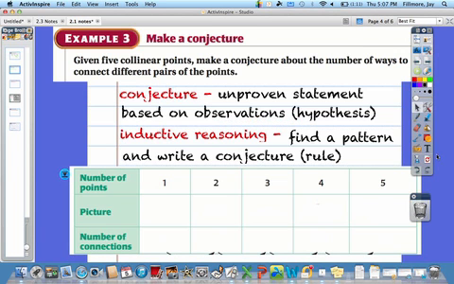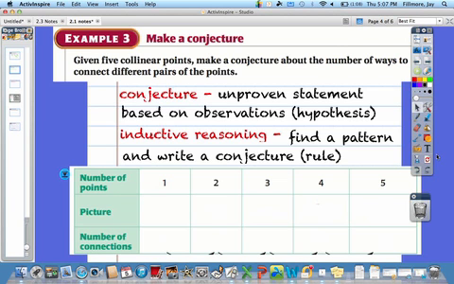Inductive reasoning is finding a pattern like we did in the past 2 examples, and writing a conjecture or a rule like we did, a description of what is happening, what the pattern is. That's inductive reasoning. We did that with the pictures, we did that with the numbers.